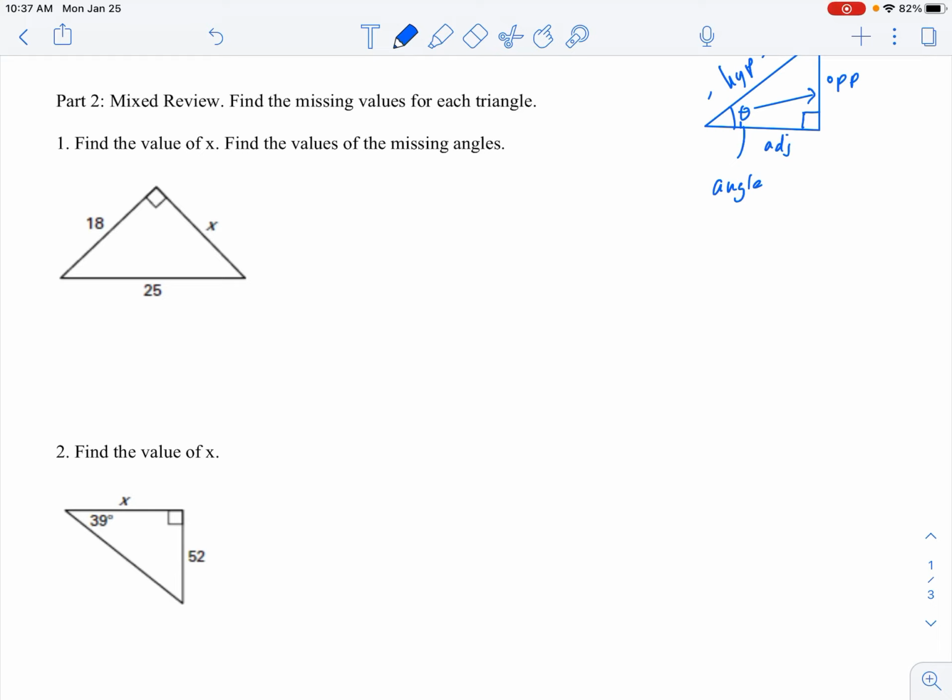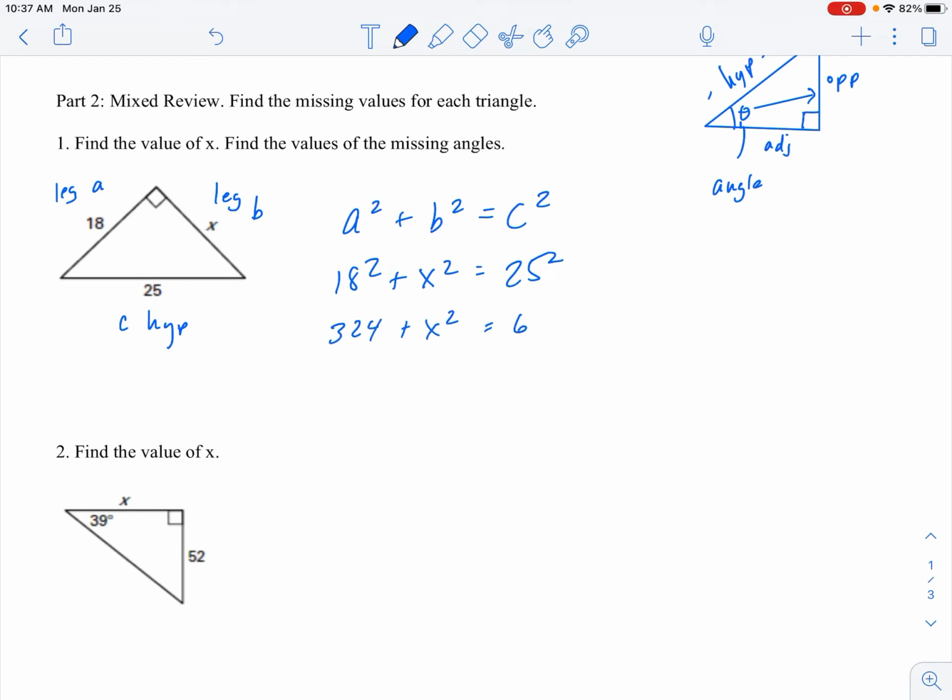Here's a problem where we're missing a side length of a right triangle. The legs, I could label A and B, and it doesn't matter which order I do that in. And C is the hypotenuse. The Pythagorean theorem says that A squared plus B squared equals C squared. So 18 squared plus X squared equals 25 squared. So 18 squared is 324 plus X squared equals 25 squared is 625.